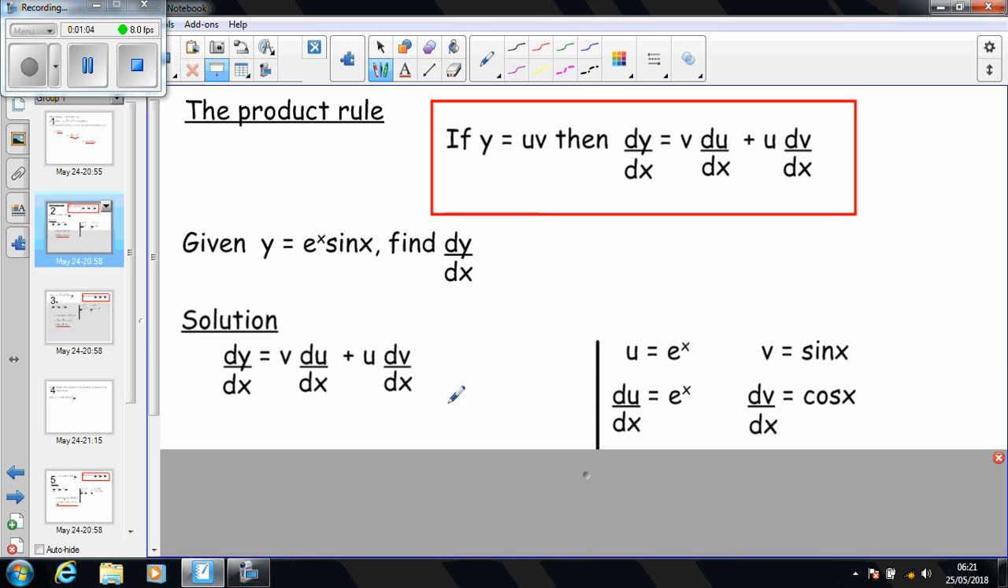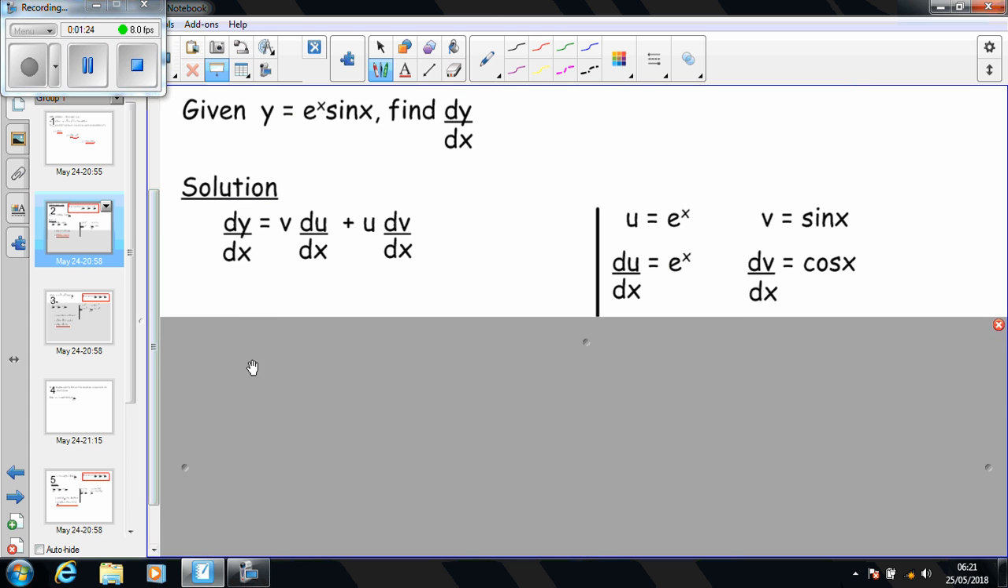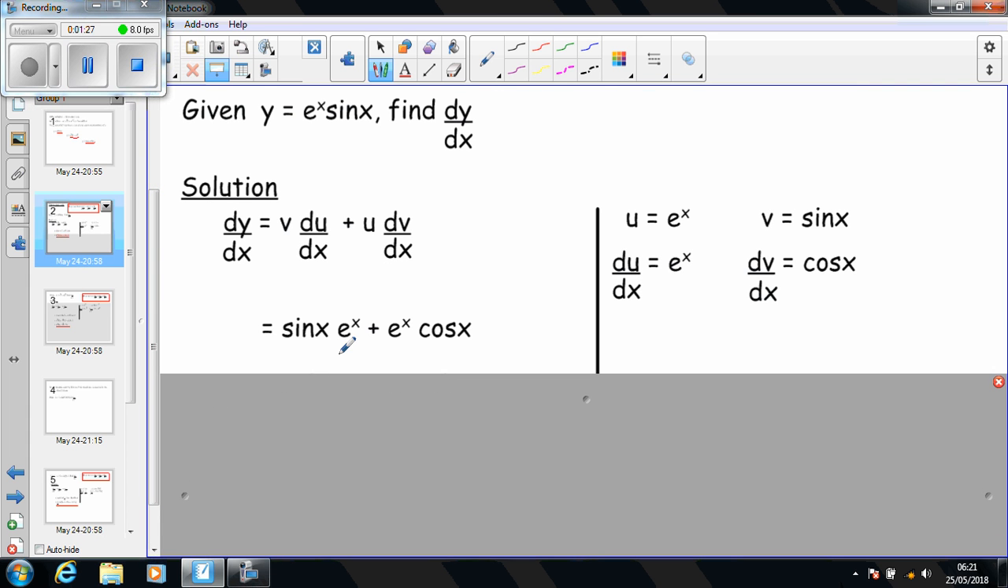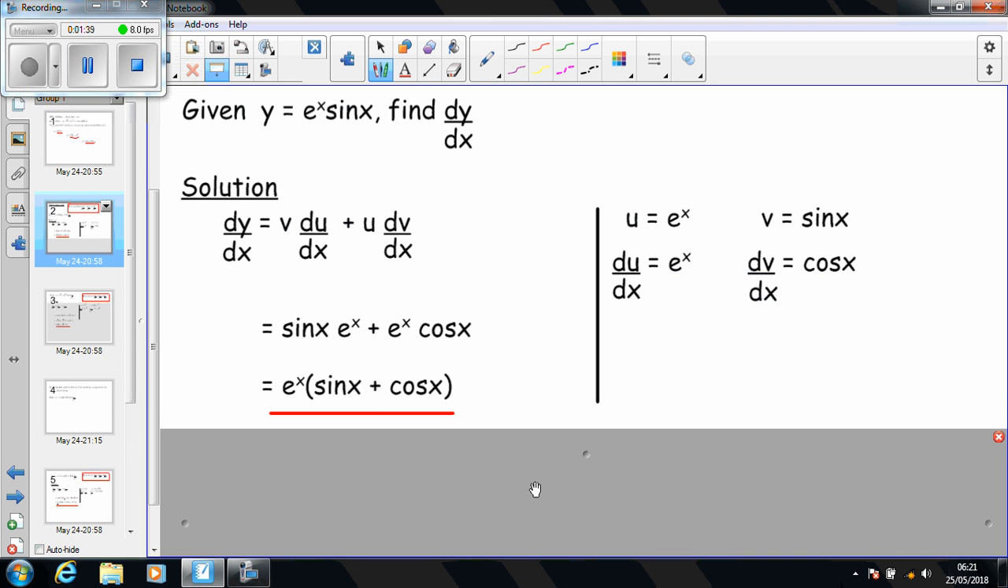On the left-hand side, I've written down the formula. On the right-hand side, I've got my working section. So u is e to the x, v equals sine x. Underneath u, I've differentiated to get e to the x, and underneath v, I've differentiated to get cos x. Putting them into the formula, I get v du/dx plus u dv/dx, and that can be made to look nicer by factorising out the e to the x.